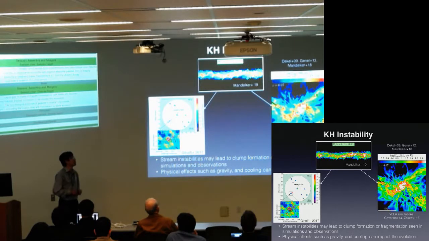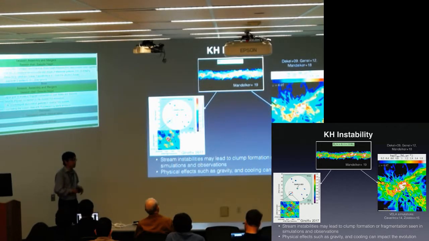Also, after the KH instability takes over, the streams will get disrupted and they get fragmented. And so these clumps that form from the KHI can also be used to explain some of the clumps that are seen in the simulations and the observations. For example, there are observations seeing some sort of gas clumps, and some cosmological simulations also show the formation of these clumps.